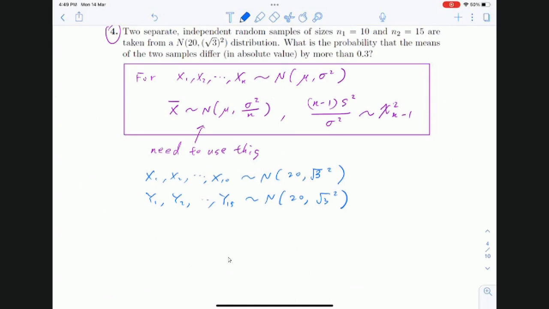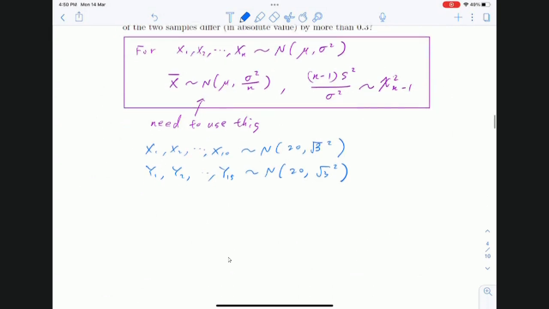Now in this question, we are asked about two random samples. How likely is it that the absolute distance between the two sample means is no greater than 0.3? In other words, it is a question related to the sample mean. So this time, we need to make use of this property. Now notice that there are two samples here from the same population. We have a sample of size 10 from this distribution. We have another sample of size 15 from this distribution. To distinguish them, I use symbols x and y. So make use of the property of the sample mean.